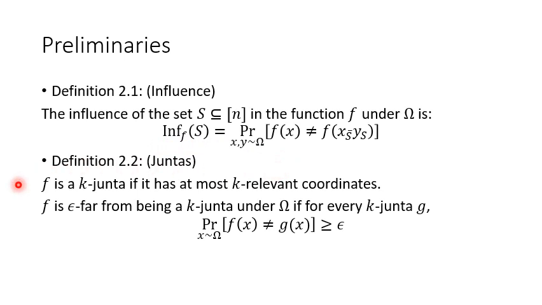And conversely, f is epsilon far from being a k-junta under our probability distribution omega if for every function g that is a k-junta, the probability for some x that they disagree on this input x is bigger than epsilon. Then we will say that f is epsilon far from being a k-junta.